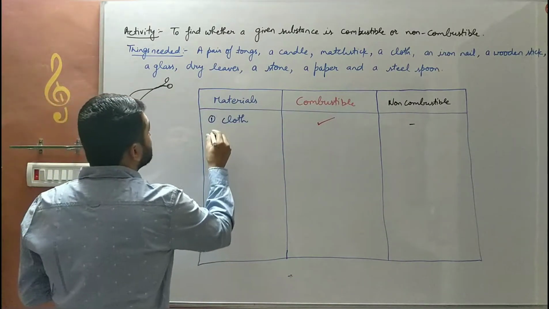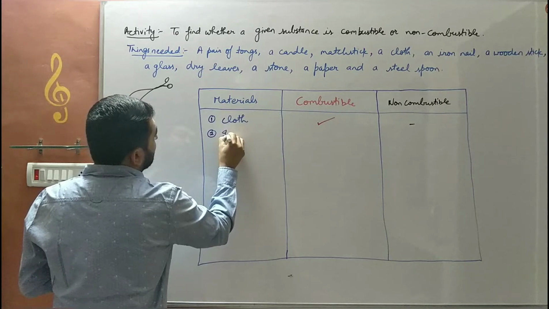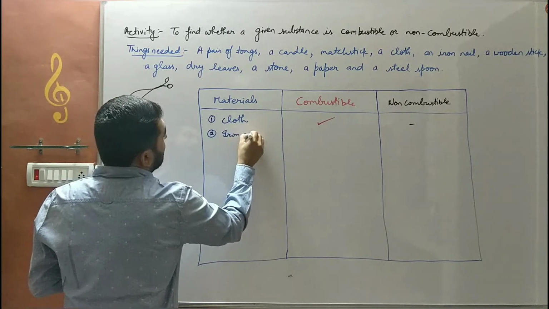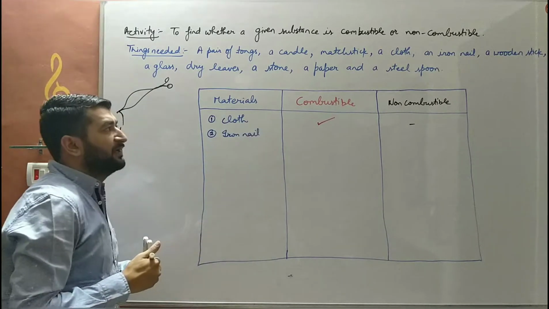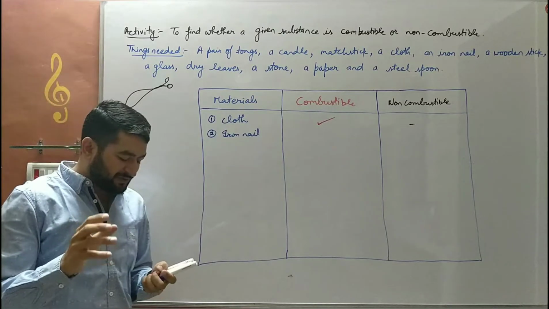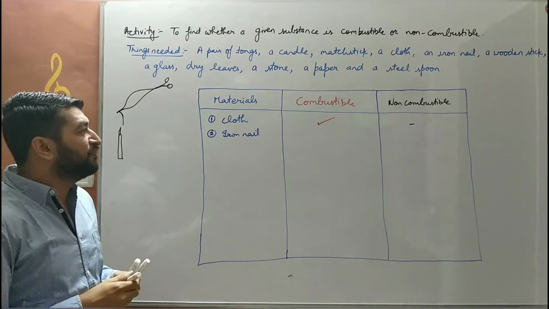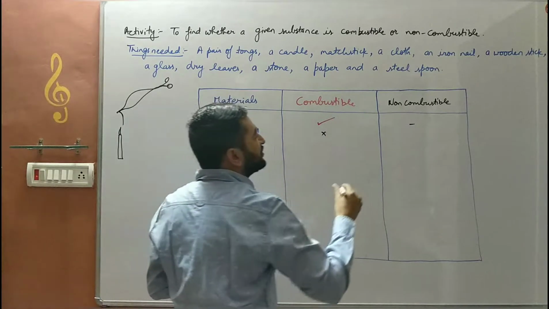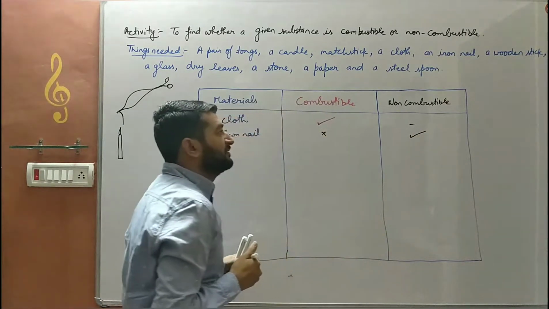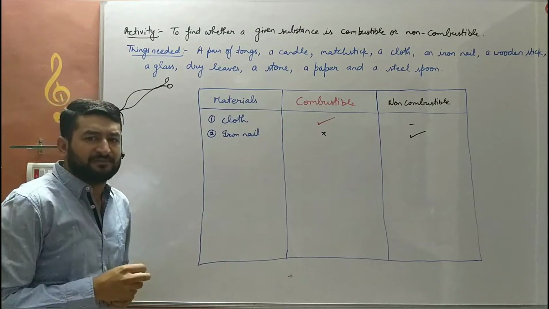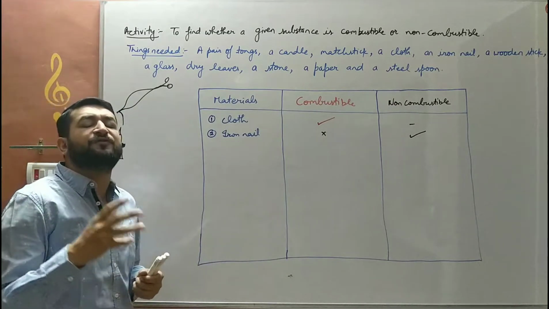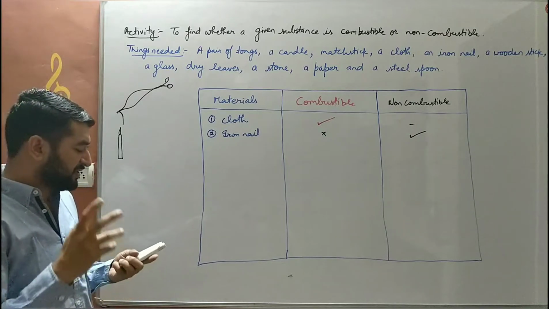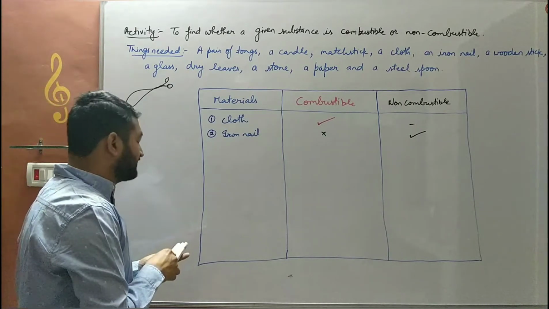The second one is an iron nail, लोहे की कील, बच्चे. You'll place that on a candle, even on an LPG stove, and you'll observe that it does not burn to give heat and light energy. So it is non-combustible. It does not burn, beta. It does not react with oxygen to form heat and light energy. So it is a non-combustible substance.